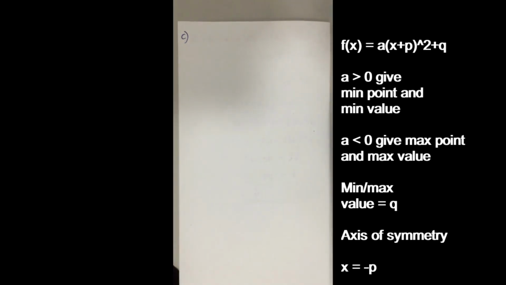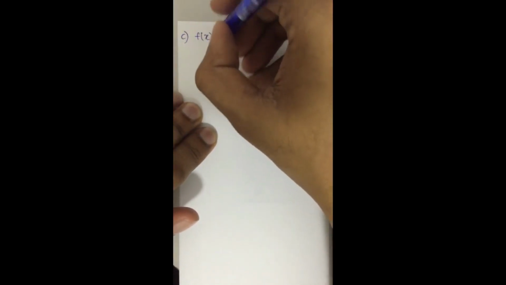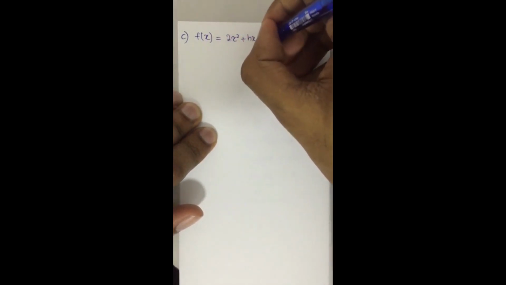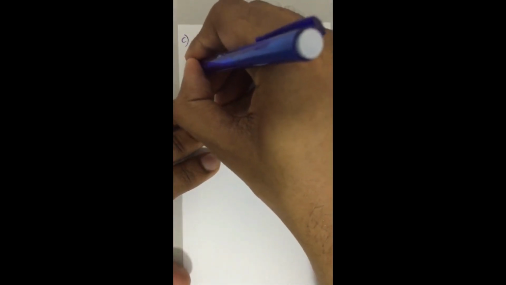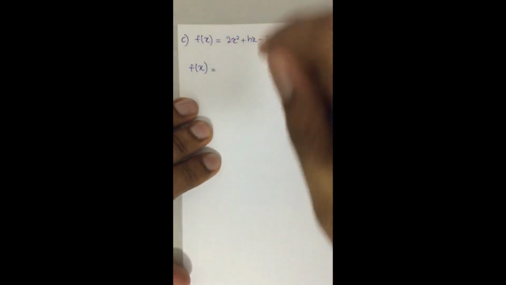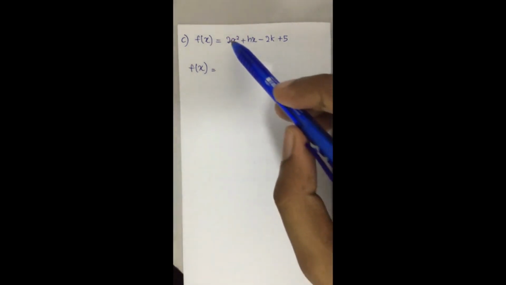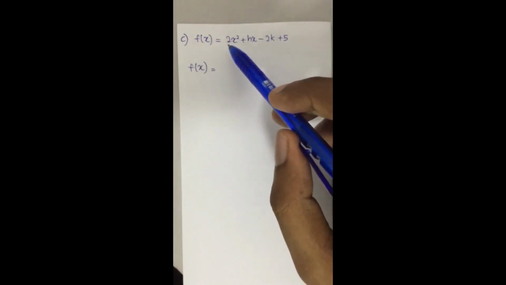Still don't understand? No problem. Let me guide you one by one. This is the quadratic function f(x) equals 2x squared plus hx minus 2k plus 5. The first step is to check whether your coefficient a is 1 or not. If your coefficient a is 1, there is no problem. But if your coefficient a has a value other than 1, that means you need to factor out the whole quadratic function by its coefficient.